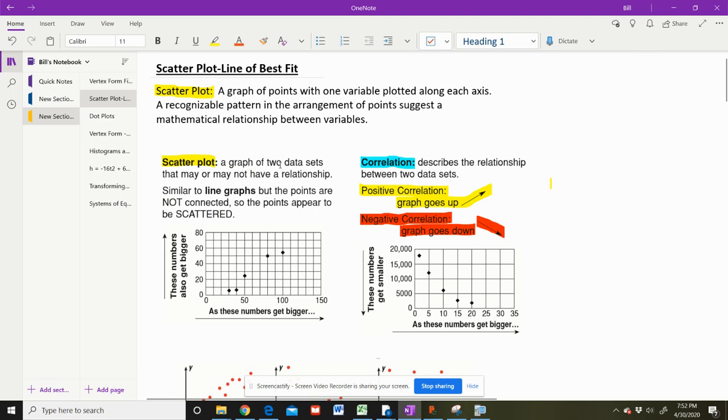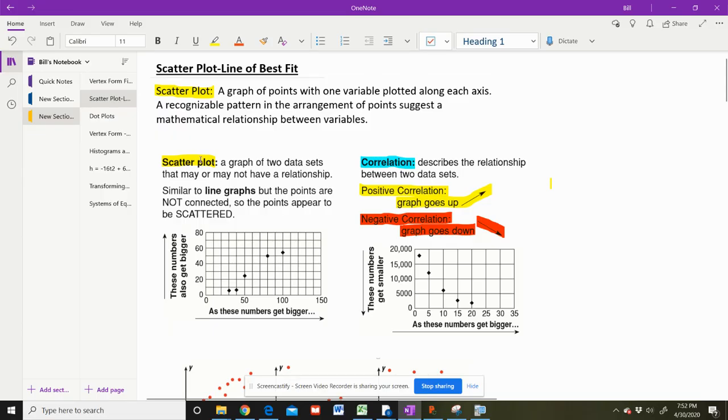All right, good morning. Today we're going to continue on scatter plots, and continue with correlation, but now we're going to do a correlation coefficient and a line of best fit. So just a quick review. Again, a scatter plot is a graph of points with one variable plotted along each axis. A recognizable pattern in the arrangement of points suggests a mathematical relationship between the variables.